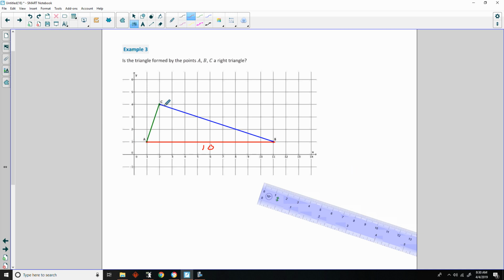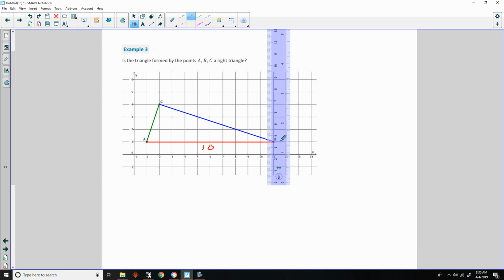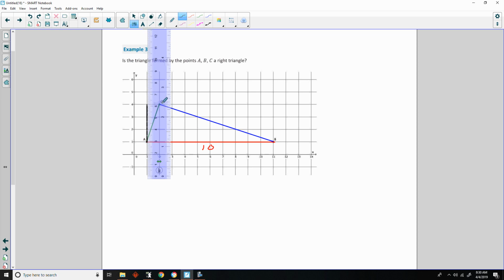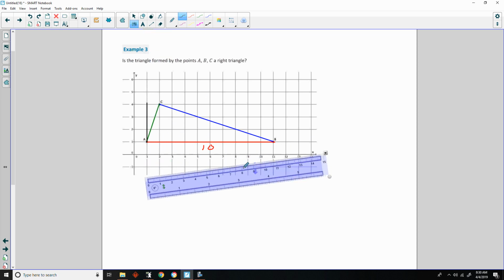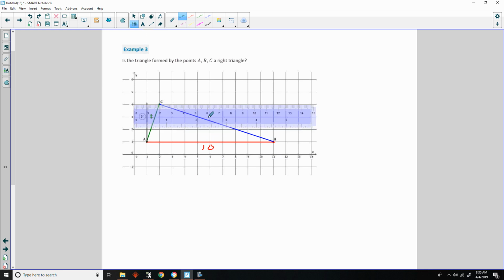I don't know the length of this green segment because it's at an angle. I don't know the length of this blue segment because it's at an angle. So what I need to do in this situation is make a right triangle of each and find the hypotenuse. So I'm going to draw a segment vertical, and I'm going to draw a segment horizontal on this green triangle.